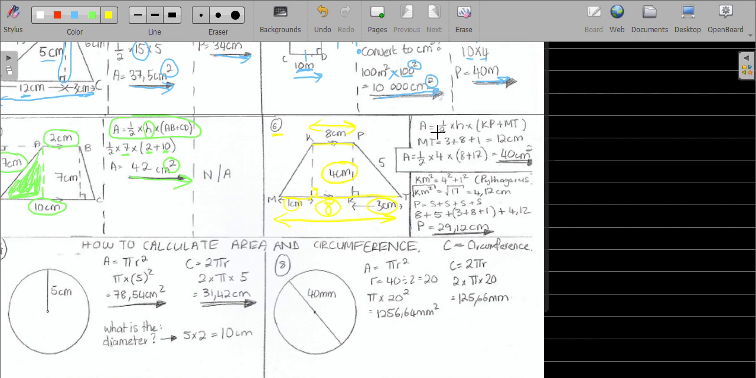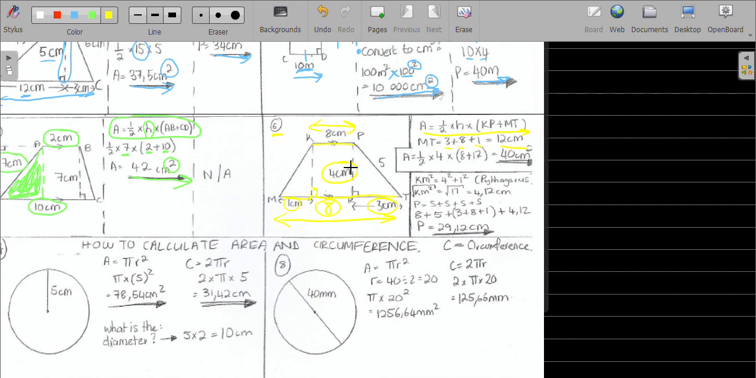So that's what I did here, guys. I highly recommend that you write your formula first. So it is half times the height, times, in brackets, the addition of the lengths of the two parallel sides. And then I just simply worked out what this length was. So it was the 3 plus the 8 plus the 1, which is 12. So then I just put that into the calculator.